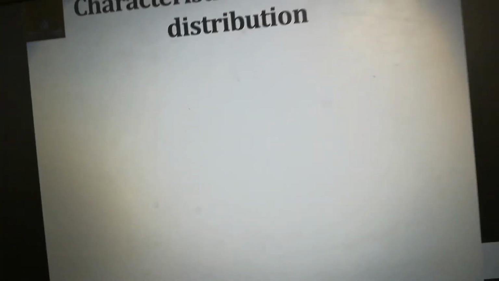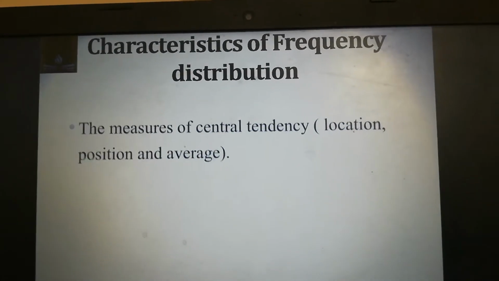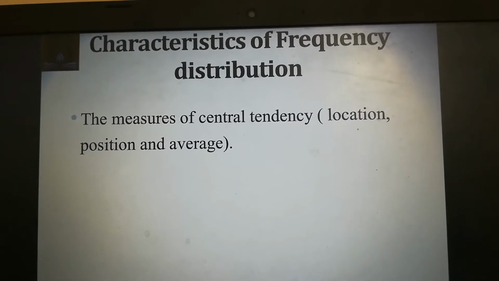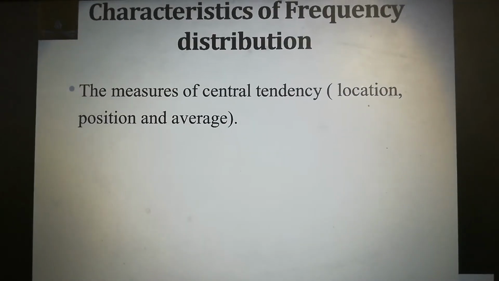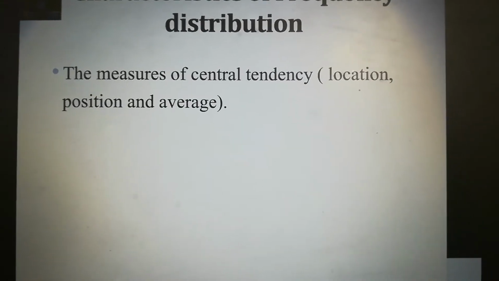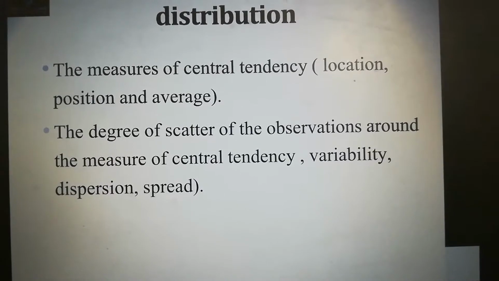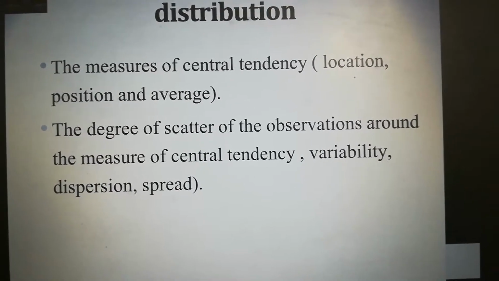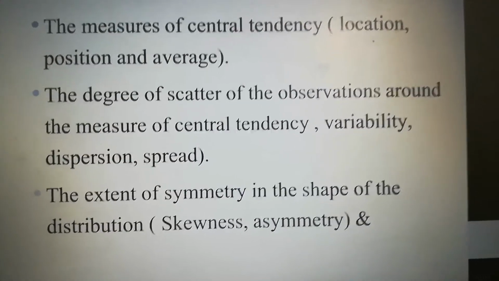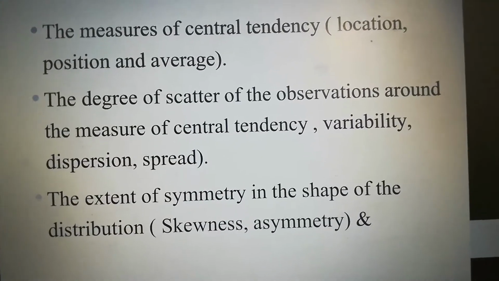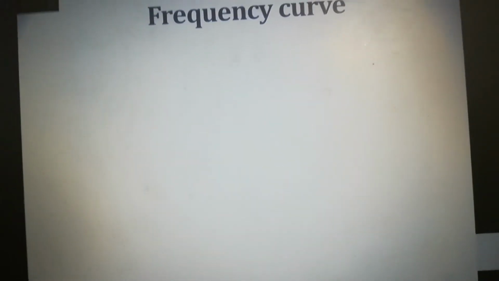So here let's discuss some of the characteristics of frequency distribution. We can measure the central tendency in terms of location, position and average, and the degree of scatteredness of the observations, like variability and dispersion, how it is spread. Next is the symmetry of the shape of the distribution, like skewness, and the peakedness, or kurtosis.